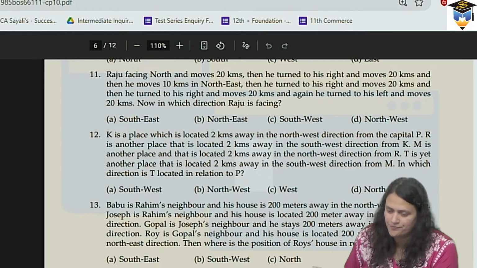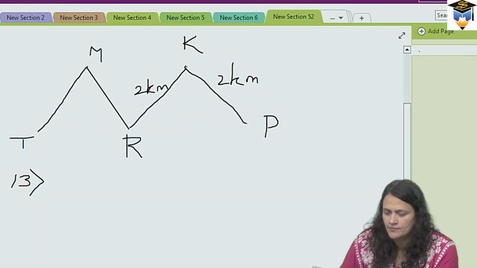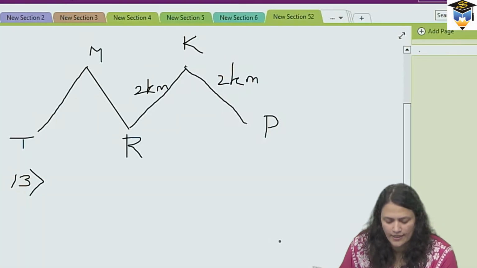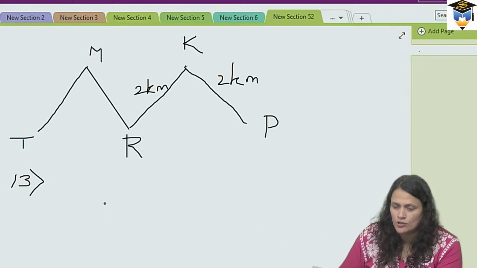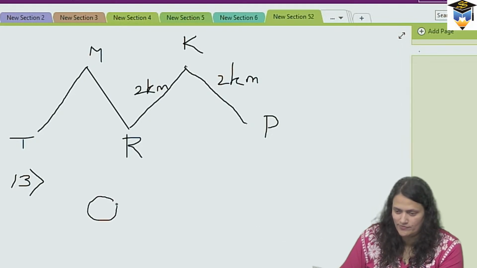That's the question. So now let us start with the starting. Who is given at the starting? Babu. Babu is whose neighbor? Rahim's. So let us say this is Babu, B.